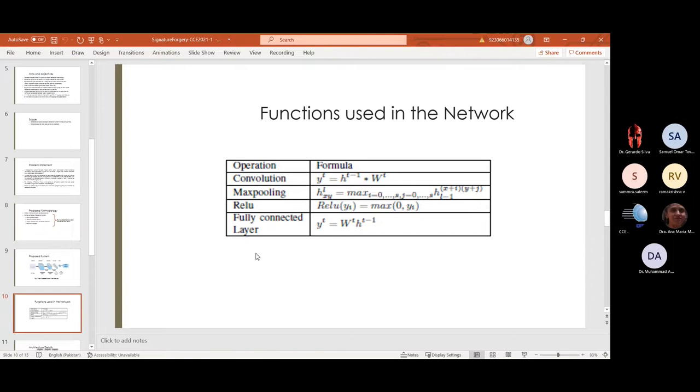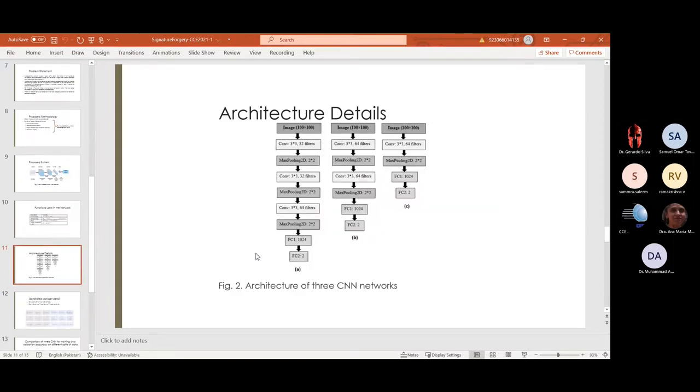These are the functions that are used for this: convolution, max pooling, ReLU, and fully connected layers, with the formulas that we can see on the slides. The detailed architecture of our system starts from the image of the original or the forged signatures, and then the filters and other steps that we can see, max pooling, and finally the classifier decides about the originality of the signature.